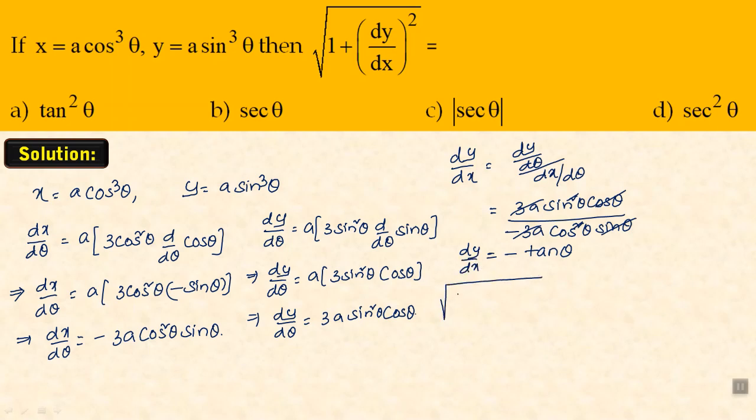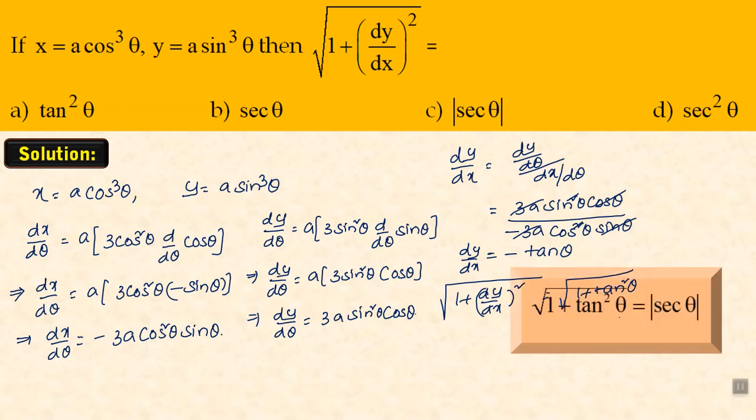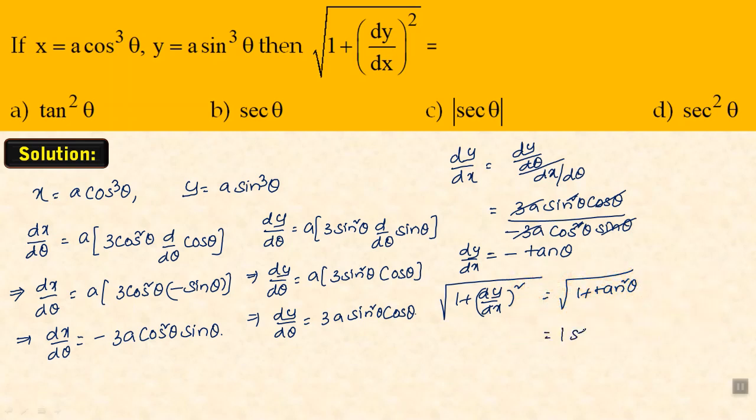Now square root of 1 plus dy by dx whole square is equal to square root of 1 plus dy by dx whole square, that is minus tan theta whole square, tan square theta. We know that square root of 1 plus tan square theta is mod secant theta. Therefore, the answer is option C.